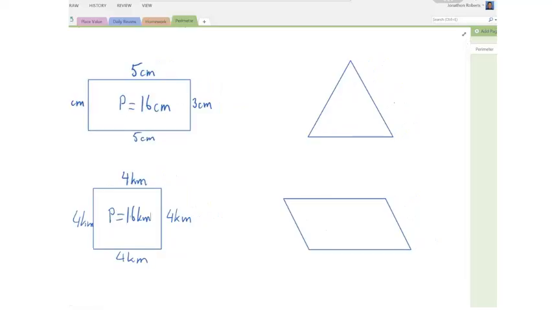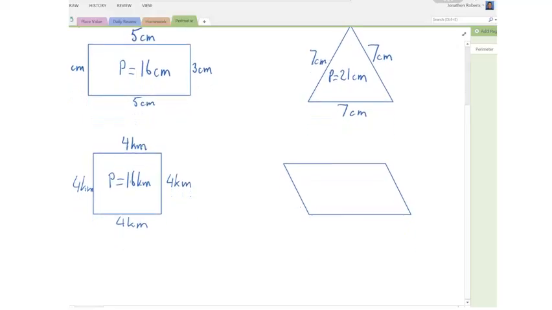If I'm working with a triangle, let's say I have 7 centimeters on each side. This time I will be walking 3 lengths, and we know 3 sevens are 21. So our perimeter is 21 centimeters.